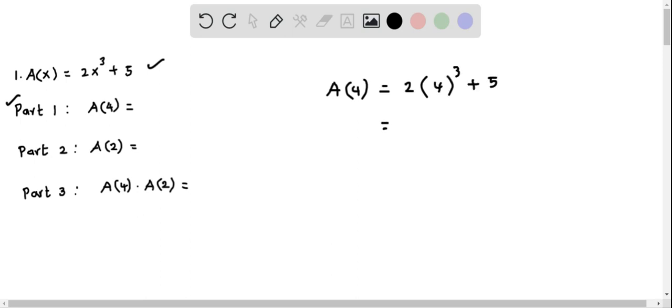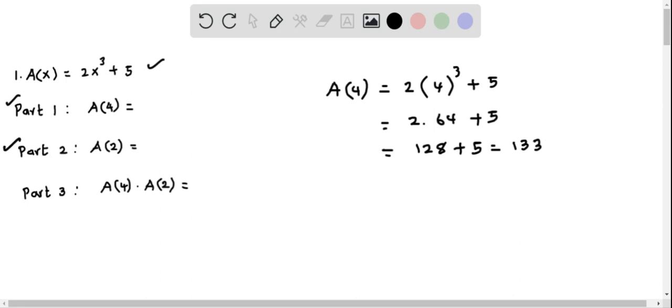So this equals 4 raised to the power of 3, which is 4 cube, is 4 multiplied with itself 3 times. So this equals 64 plus 5, and 2 times 64 is 128. So 128 plus 5 equals 133.